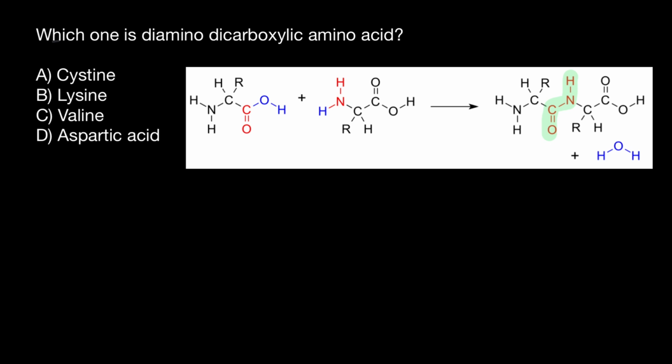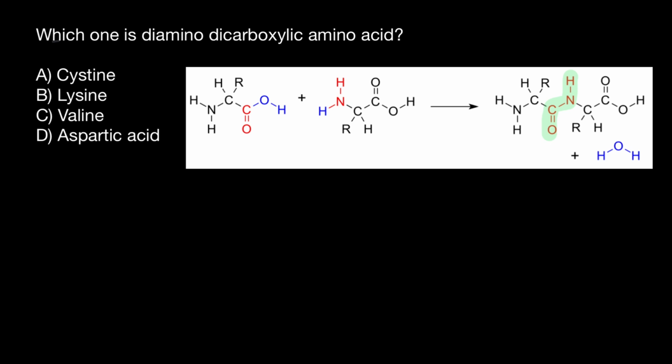Some would say that the peptide bond is between carbon and nitrogen, but if we consider two groups, we can say that this is going to be a peptide bond. This reaction is called a condensation reaction, when one molecule of water is produced.